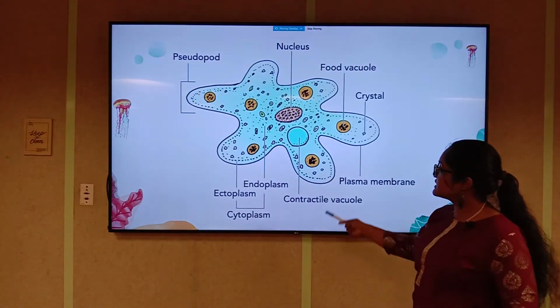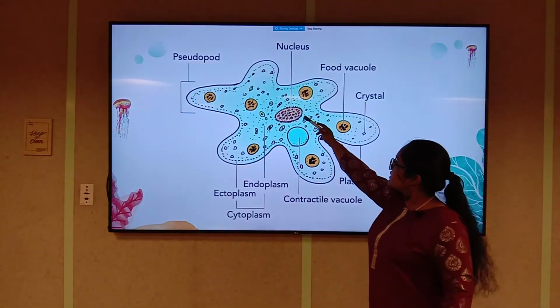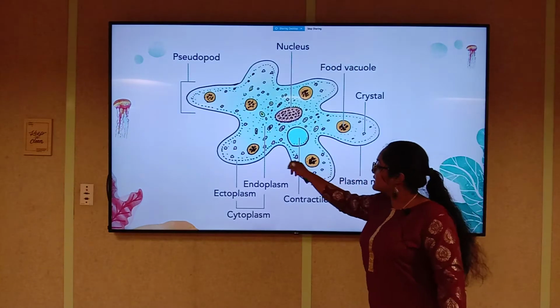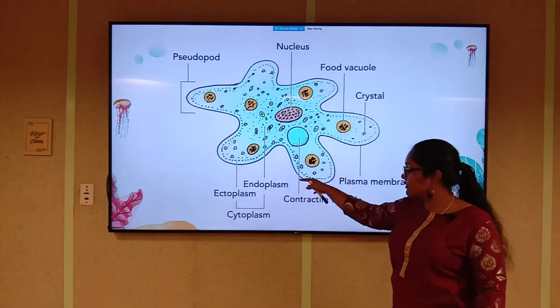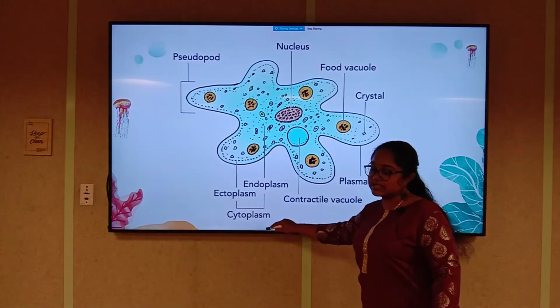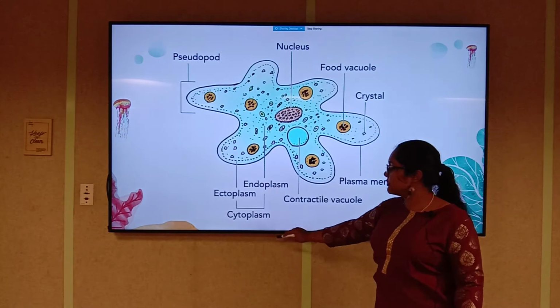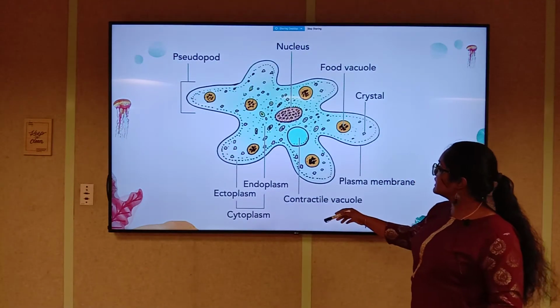As you see, it has a very deformed shape. There is no particular shape for it. In the center is what we have called the nucleus, and this membrane is called the cell membrane. Inside the cell membrane, the fluid part is called cytoplasm. It's enough if you mark this one thing as cytoplasm, not required to mark separately as ecto and endoplasm. Just for you to know, it's been given here.